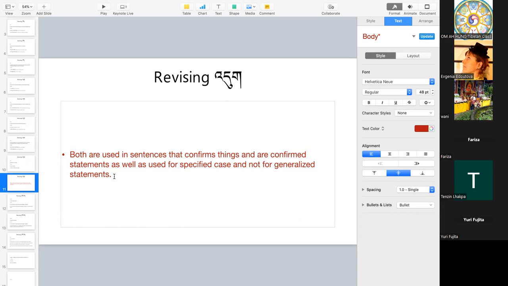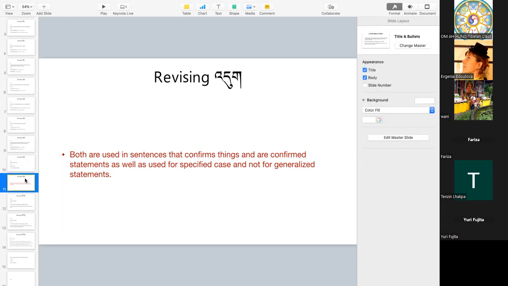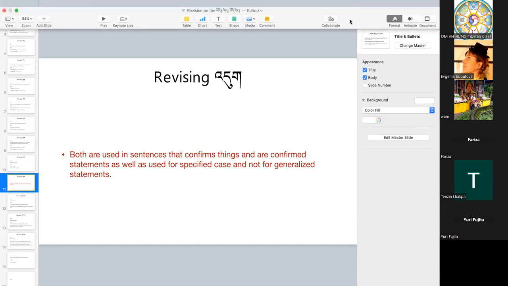Something that is used as just a generalized statement, saying like, oh, the skies will be there, you know, things like this. So something that's more generalized rather than specified as confirmation. So these two particles are both confirmed statements or confirmational particles. Okay, so today we have time to cover this much.